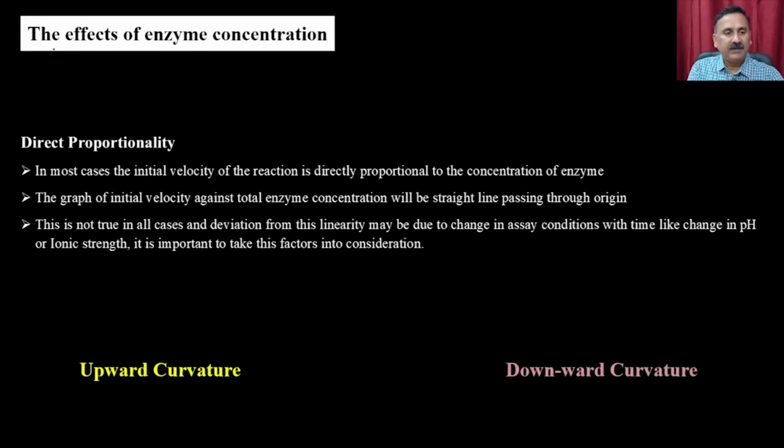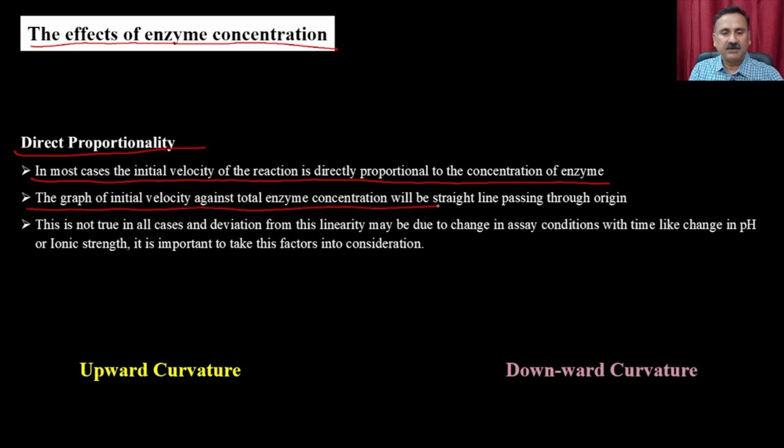So the effect of the enzyme concentration on the enzyme kinetics or the product formation can be of two types. It can be direct proportionality. In most cases, the initial velocity of the reaction is directly proportional to the concentration of the enzyme. The graph of initial velocity against total enzyme concentration will be a straight line passing through the origin. So that is what I have shown you, right? It is going to be like this. So initial rates are very sensitive to the concentration of the enzyme.